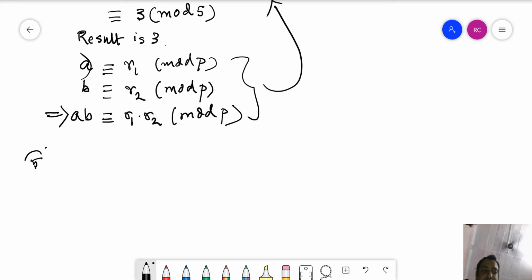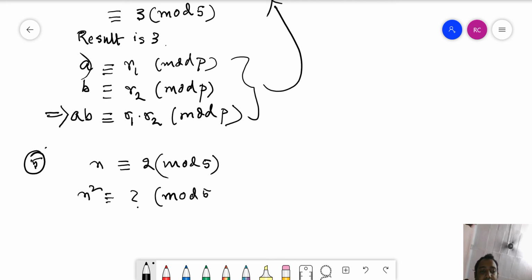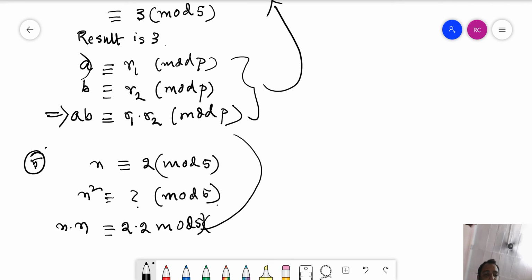The next question says that n leaves a remainder of 2 when divided by 5. It's asking us what remainder n square will leave when divided by 5. This is basically nothing but an application of this. So n into n would be 2 into 2 mod 5, which is 4 mod 5. So n square leaves a remainder of 4 when divided by 5.